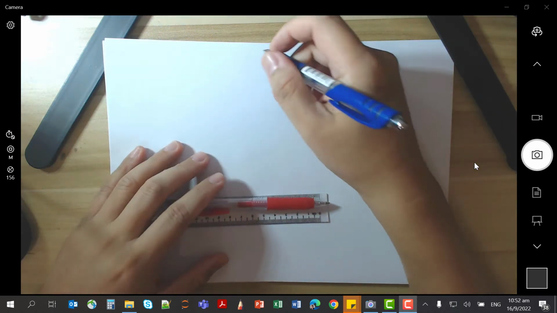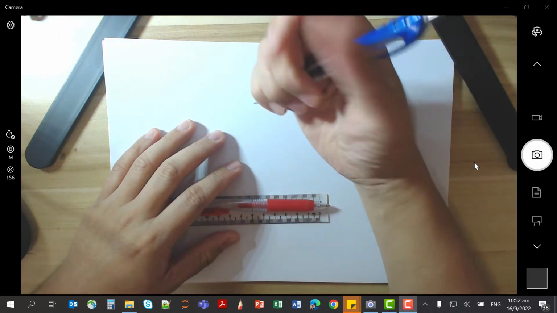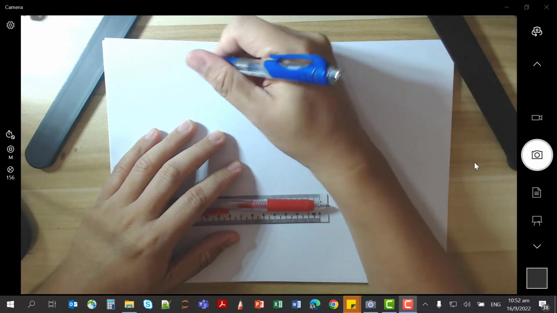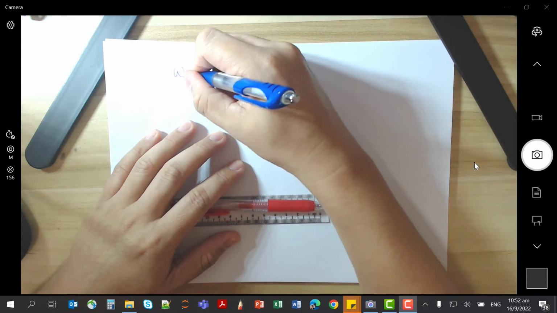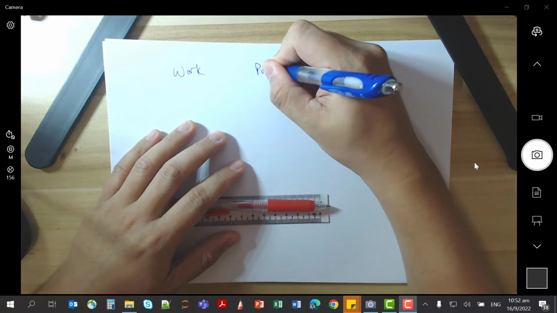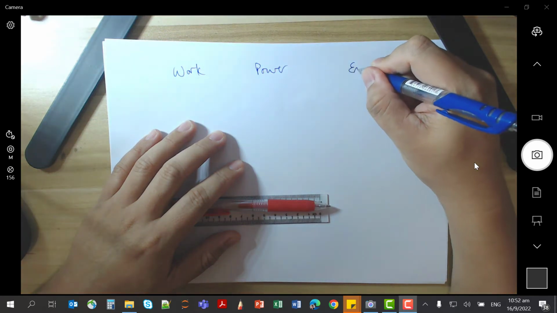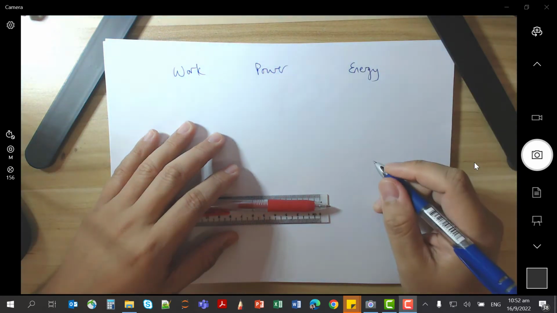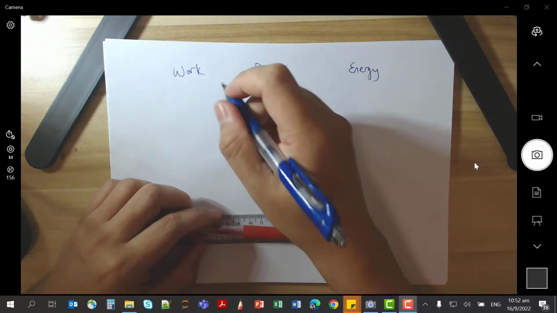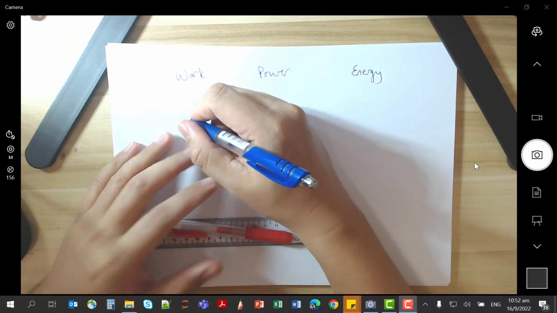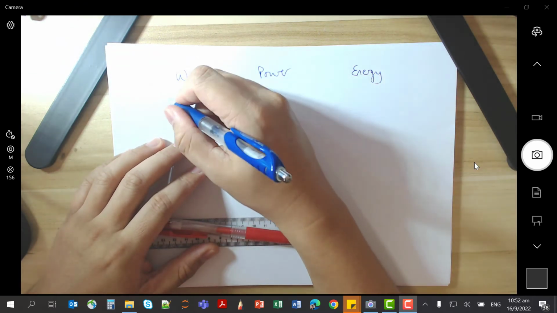Alright, we're now going to talk about a new topic, which is topic 2: work, power, energy. Naturally there are three aspects to this topic: work, power, and energy. Work is basically the work done to something.